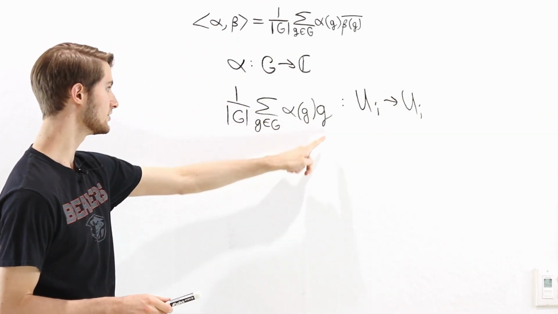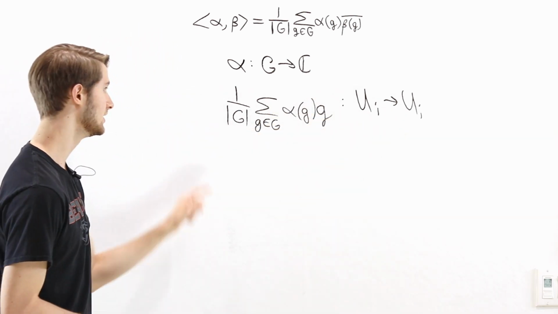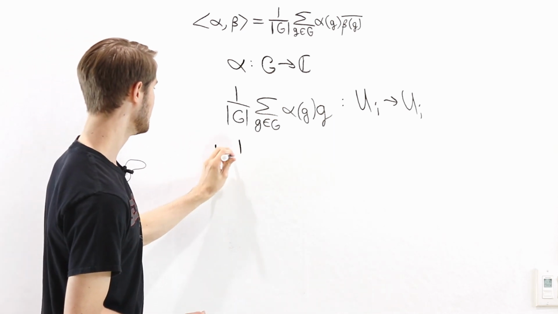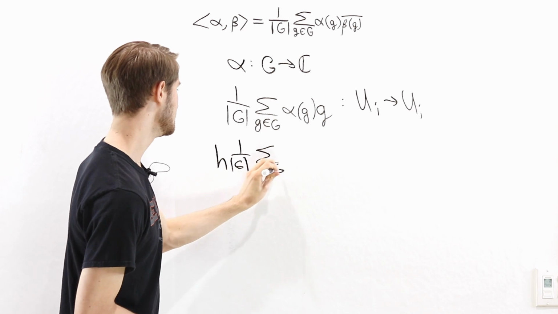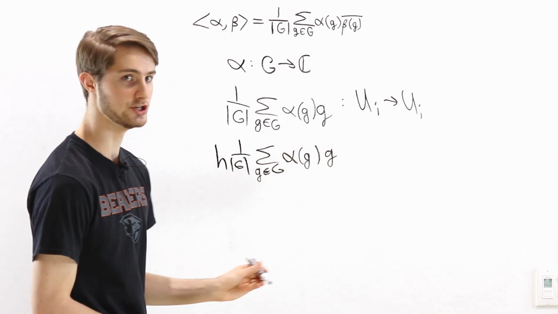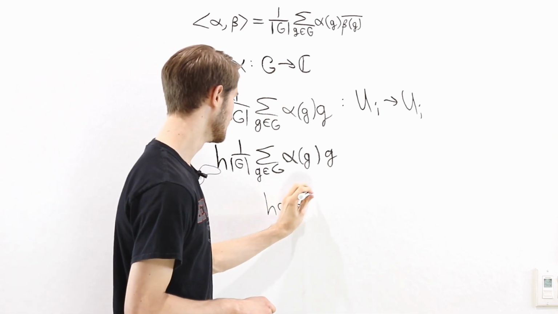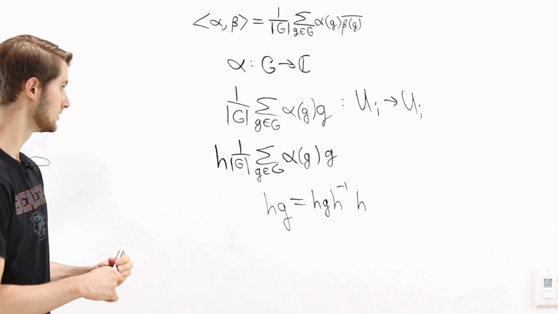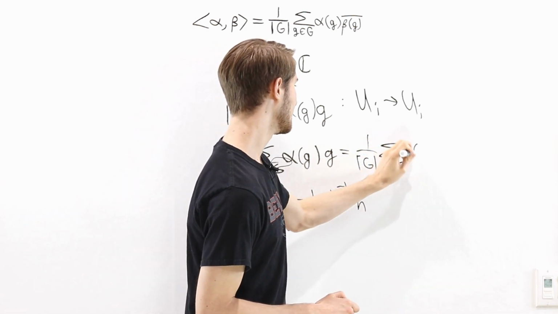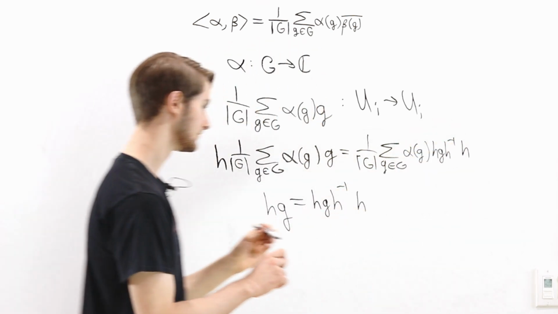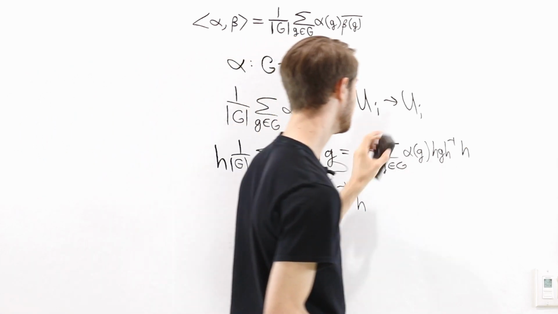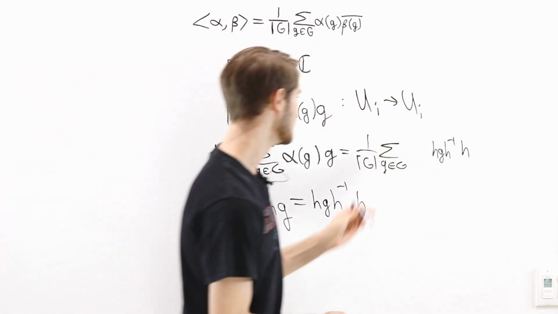Now, because alpha of g are scalars and g give linear transformations on every representation, this is definitely a C-linear map. But we also have, if h is an arbitrary element of G, h times 1 over the size of G, sum over all elements of G, alpha of g times g. We can bring the h to the inside, so we have alpha of g times hg. But we know that hg is equal to hgh inverse times h. So we can rewrite this as 1 over the size of G times the sum over all elements of G of alpha of g times hgh inverse times h. Now, the key here is that alpha is a class function on G, which means that alpha of g in here is the same thing as alpha of hgh inverse.